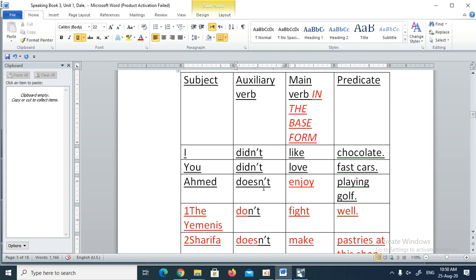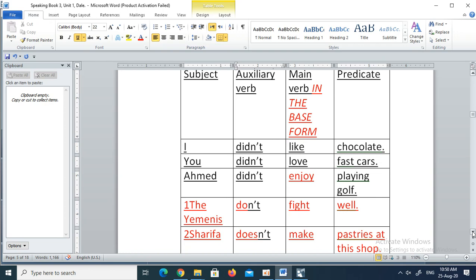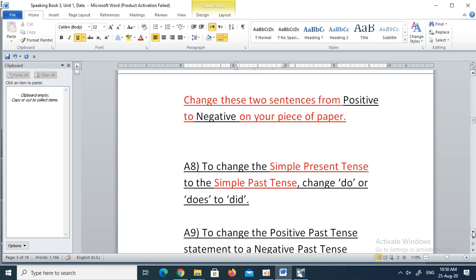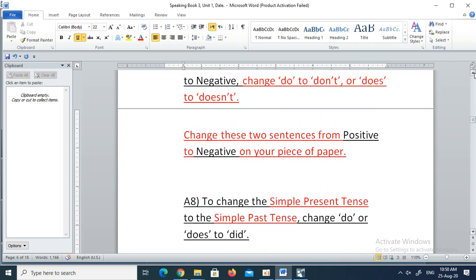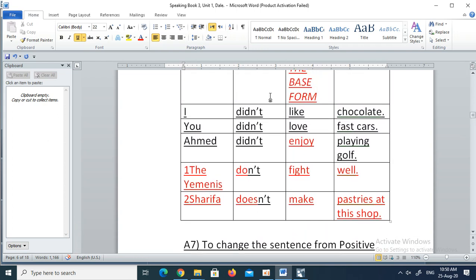If I say Ahmed doesn't enjoy playing golf, that means today he doesn't enjoy playing golf. But if I change it to didn't, that means in the past Ahmed never used to enjoy playing golf. All right, now very simple. When we change from the present tense to the past tense, all we do is change do or does into did. And I've done the first 3.